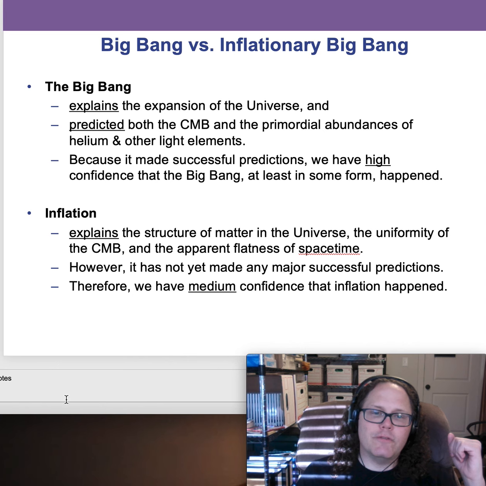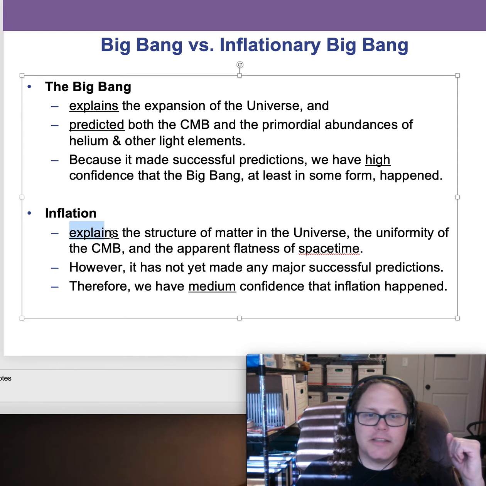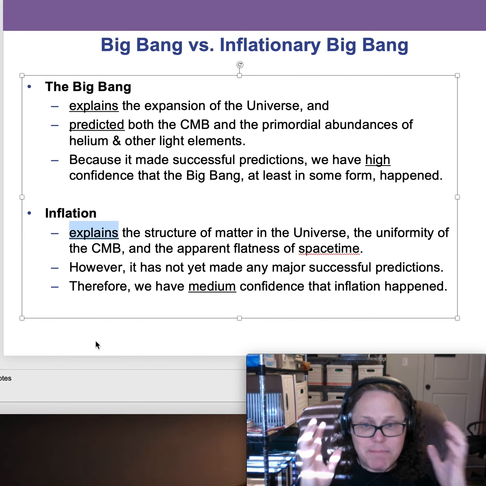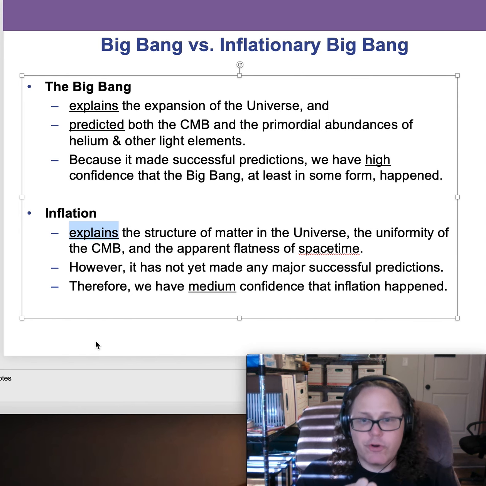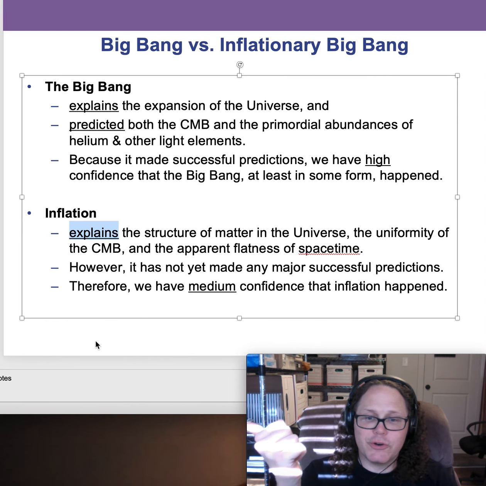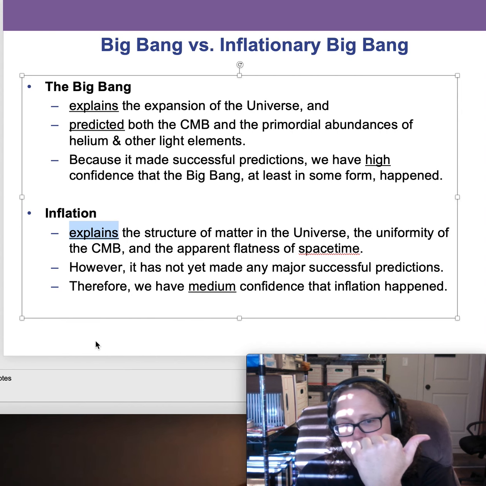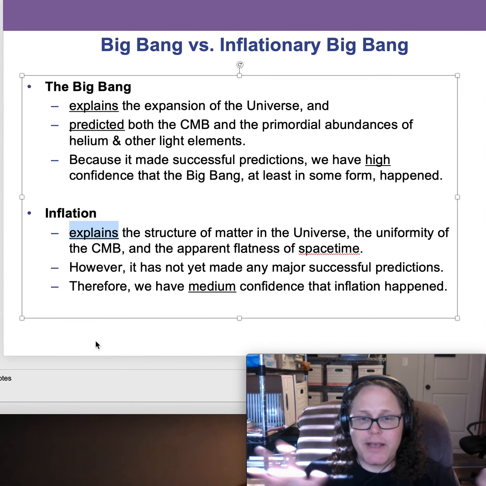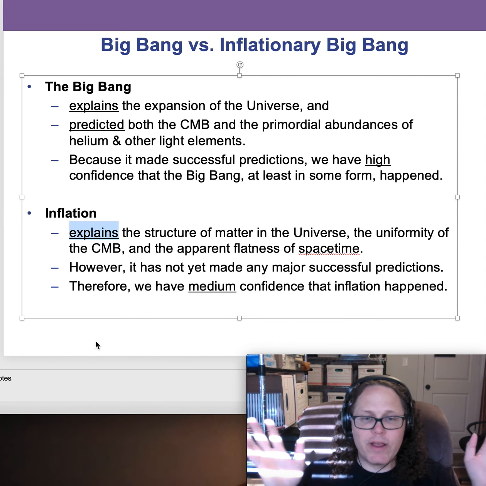Let's compare that to inflation. It's got step one down. It explains things that have already been seen. In fact, it explains three great mysteries. The structure of the universe, why the universe is laid out like a foam. The uniformity of the cosmic microwave background, why it's the same temperature at that end of the universe as it is at that end. And the apparent flatness of space-time. It explains all three of those.